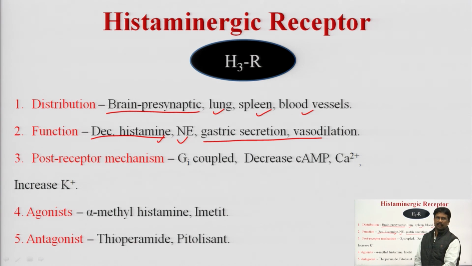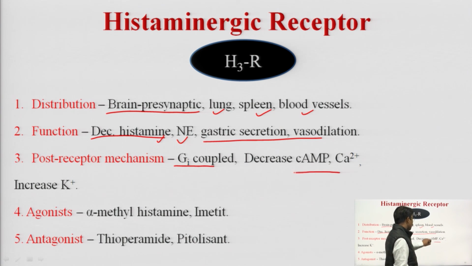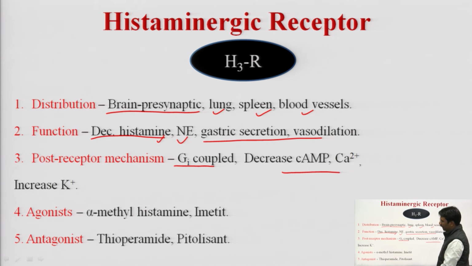It works by the mechanism of the Gi coupled protein. Gi coupled protein is an inhibitory protein which decreases cAMP and later also decreases calcium and increases potassium influx. Alpha methyl histamine and imetit are the agonists of this H3 receptor, whereas thioperamide and pitolisant are the antagonists of this H3 receptor.